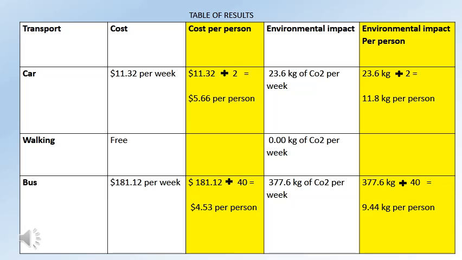Now we have to do the same process to the environmental footprint results so that we can see how much CO2 each person is emitting each week. After we do this, we can see that while the car seemed to emit less CO2, the bus actually has a better outcome per person. If everyone drove a car, then the amount of CO2 would be much larger than everyone catching the bus.